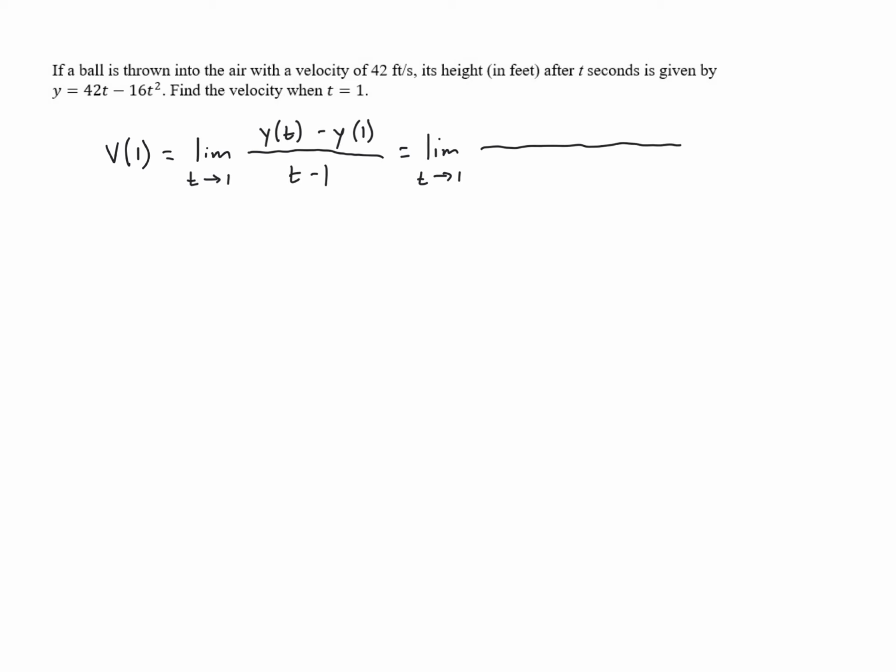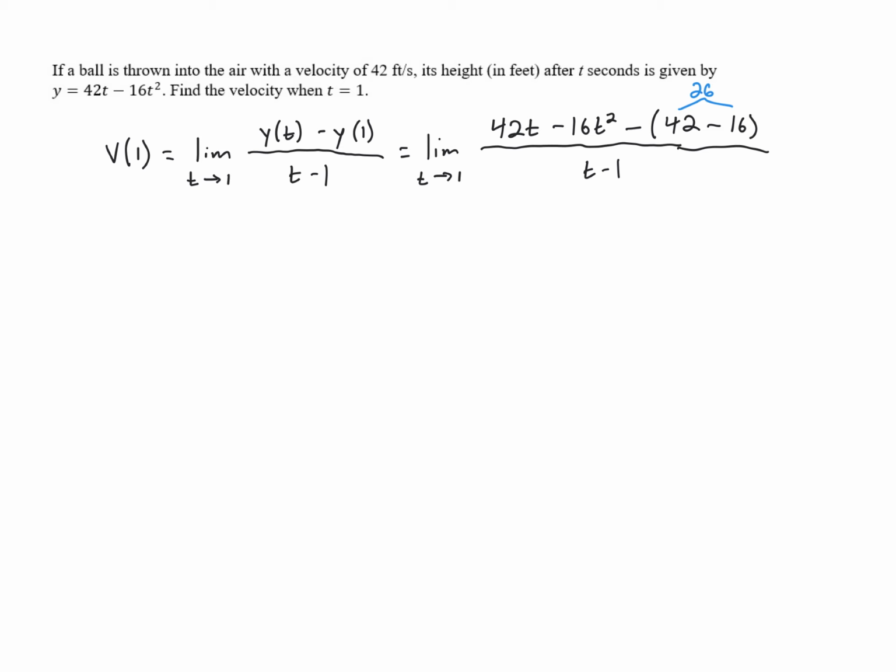Now y of t is just going to be 42t minus 16t squared. And then we have to subtract from that y of 1. I'm going to put parentheses here because we've got to subtract that whole thing. When t is 1, that's going to be 42 times 1 is 42, minus 16 times 1 squared is just 16. And then this is all over t minus 1. Great. Now 42 minus 16 is going to be 26. So we're going to end up being able to simplify that.